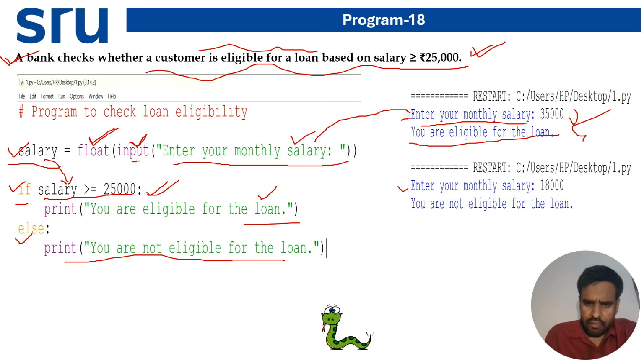Now, if we run the program again, it asks enter the monthly salary. Now I have given 18,000. Now 18,000 is stored in salary. Is 18,000 greater than or equal to 25,000? No, because the condition is false here, so it will not come to this part. It will come to the else part, and whatever is in the else, it is going to print: you are not eligible for the loan.